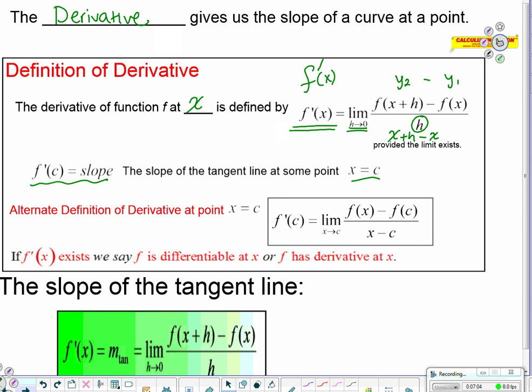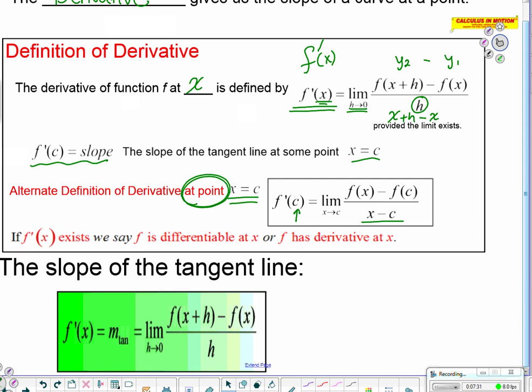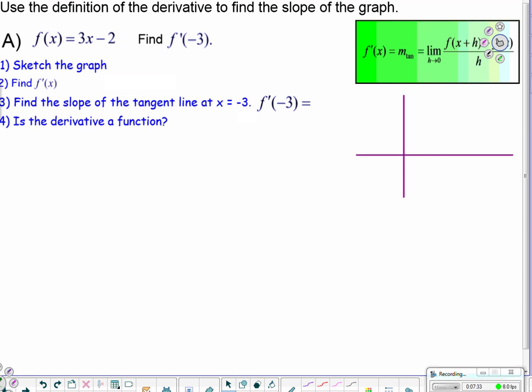There's an alternate definition for derivative at a point. This is kind of the key difference. This one is at a point, where this one is really just generalized at any x. So this one is f prime of c at a particular point, and you can see the formula is just a little bit different. F of x minus f of c over x minus c. And sometimes that's easier to use, a little less complicated, and it will give us the slope of the tangent line. So let's go through a problem.